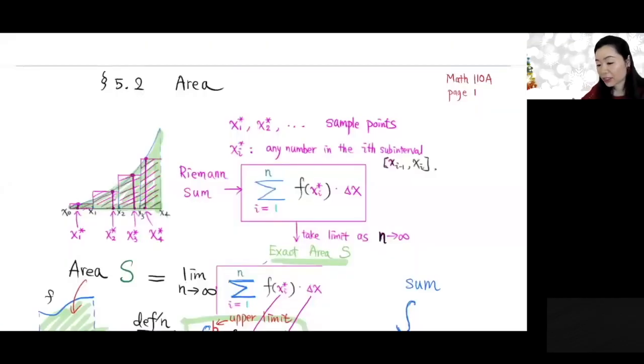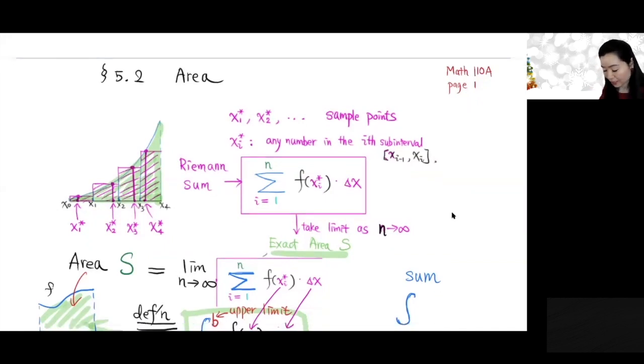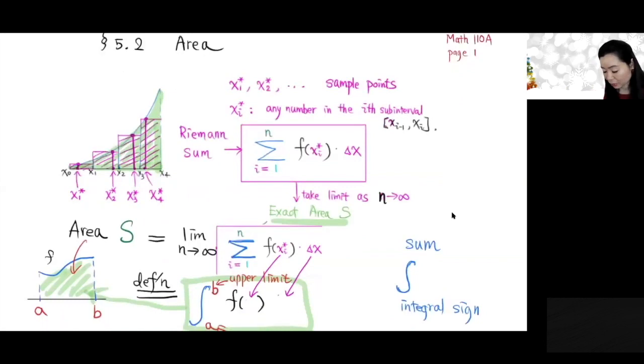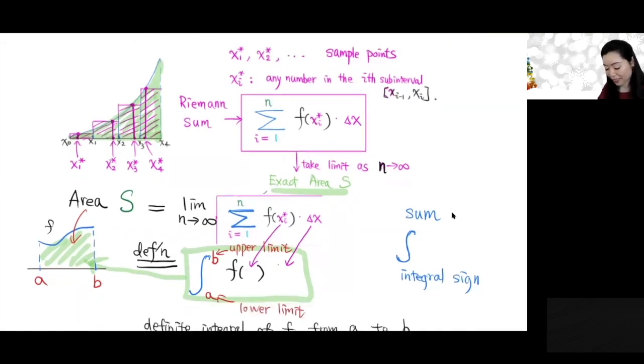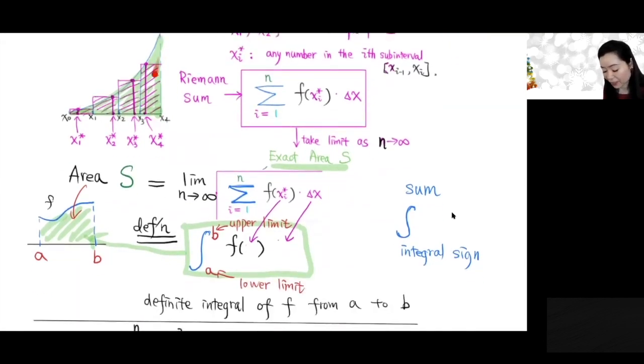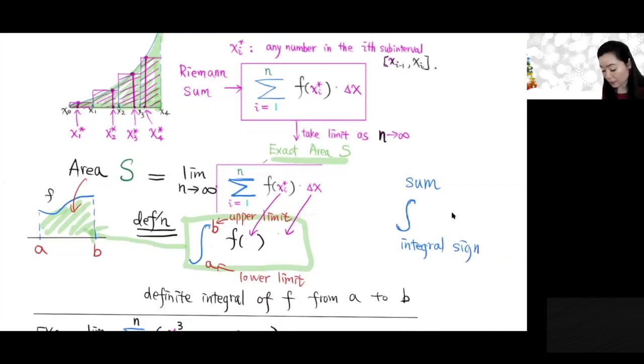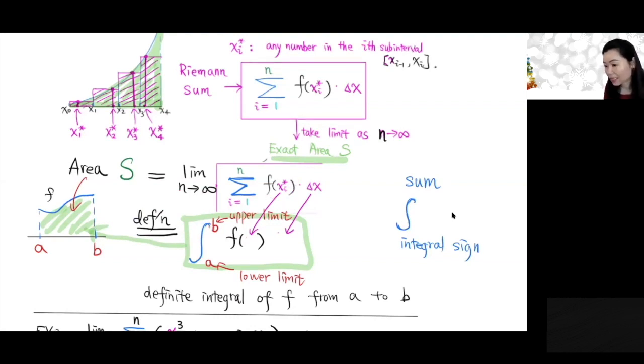Okay, so 5.2, we're going to talk about area. That's how we say that this Riemann sum, we take a sample point in each subinterval and we sum up those n rectangles, and then we take the limit as n goes to infinity, which approaches the exact area under the curve, right? So we define the area under the curve to be the limit of this Riemann sum. By definition, we define this limit of the Riemann sum as the integral of this function. So this integral here is the limit of this Riemann sum over here.